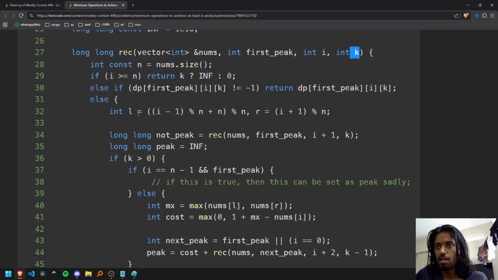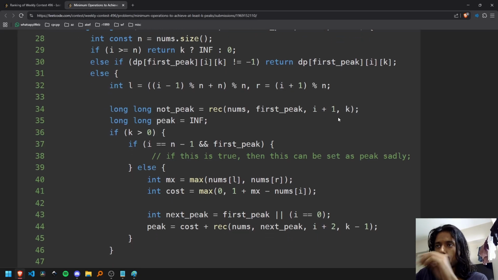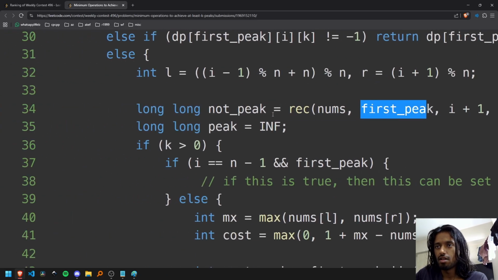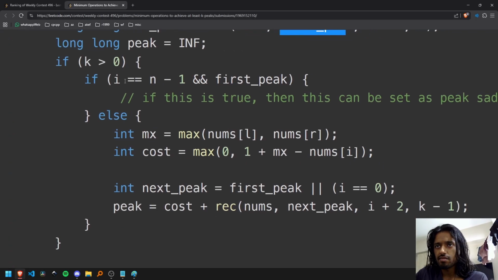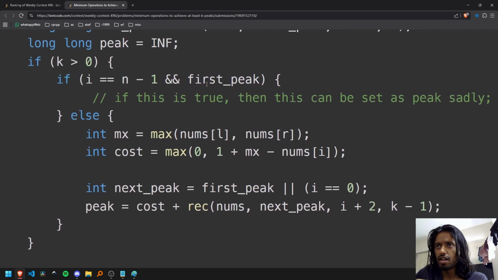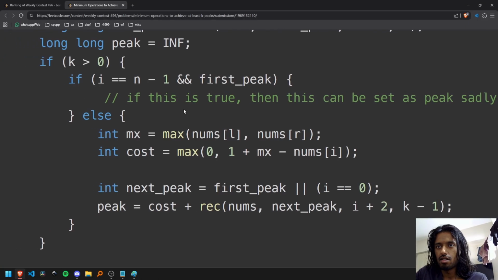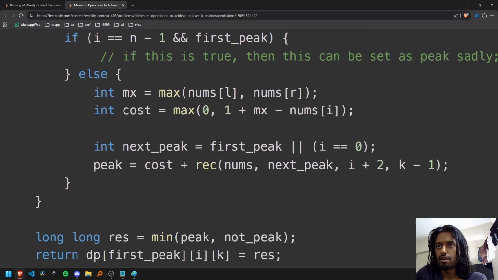So here for ease, I am getting the left and right indices circularly. For not peak, as I stated, we just transition to i plus 1 and k, and the first-peak state remains the same. And for peak, if the current index is the last one and we made the first element a peak, that means we cannot make this a peak, right? This can't be set as a peak, sadly. Otherwise, we can always try making this a peak.